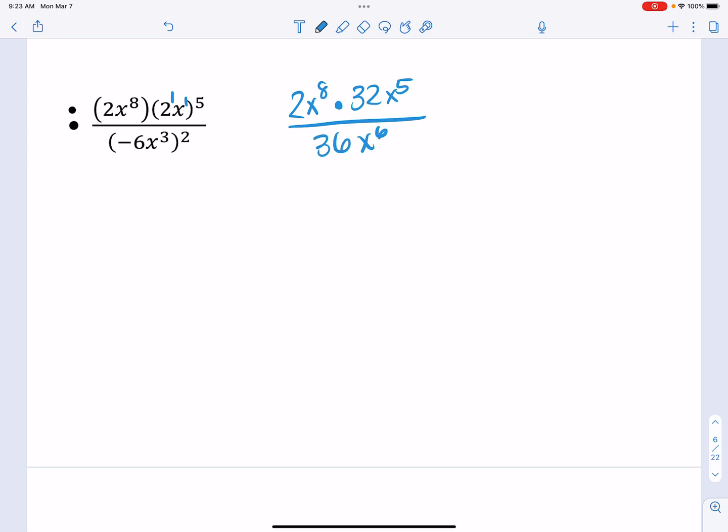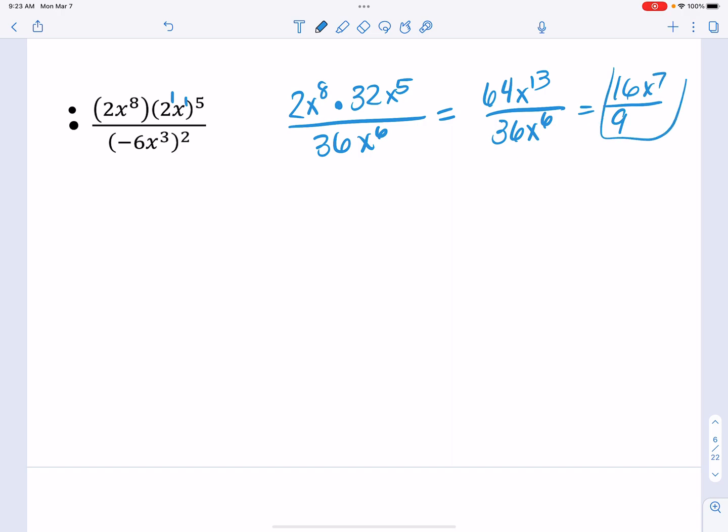And a negative number squared is going to become a positive. So on the top, I'd have 64x to the 13th over 36x to the 6th. I believe 4 goes into both of them, 16 ninths. And I'd have 7 left up here. So that is my answer.